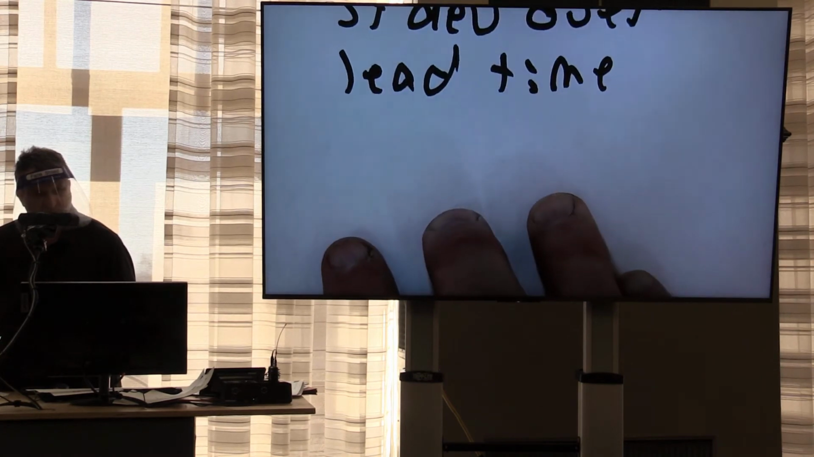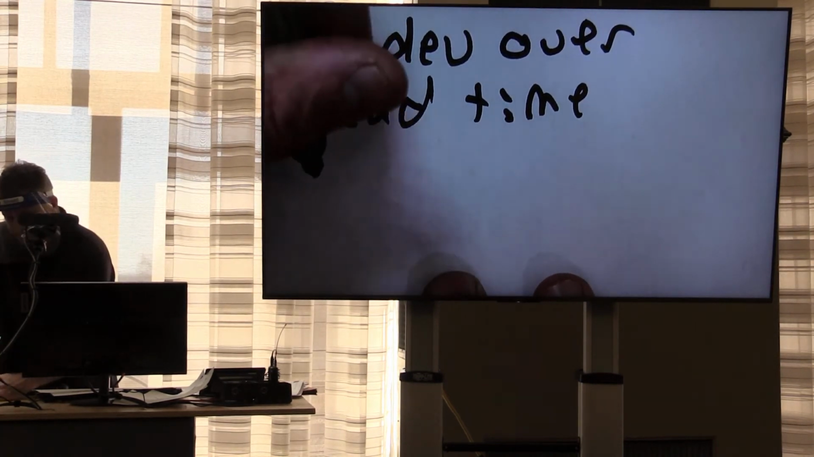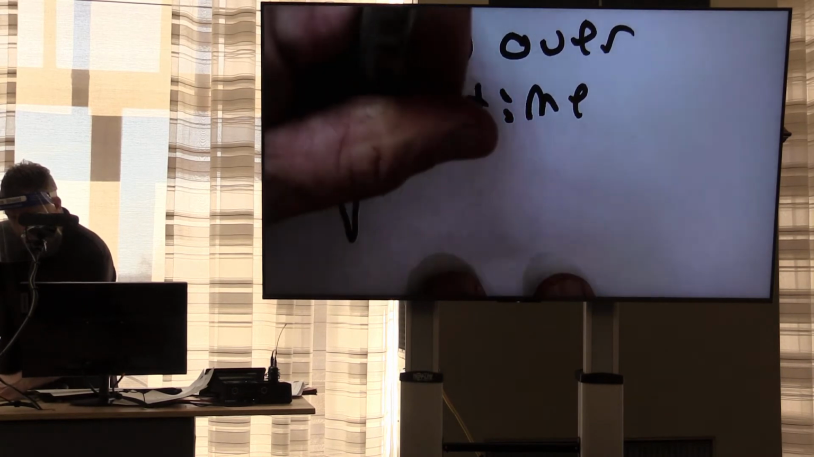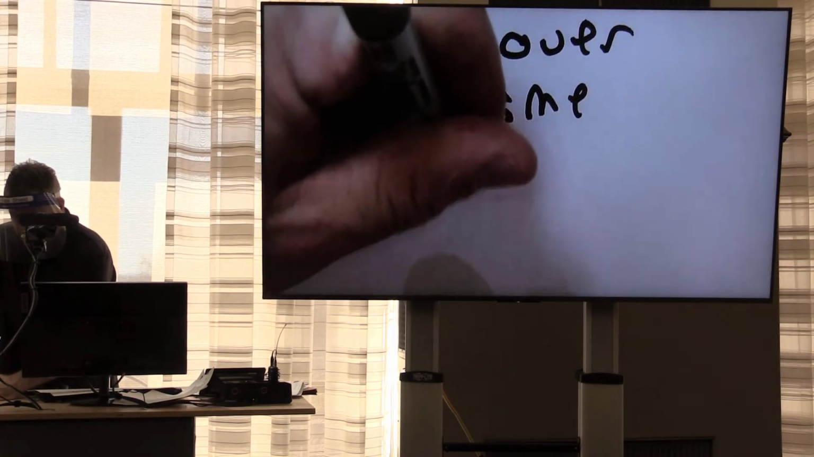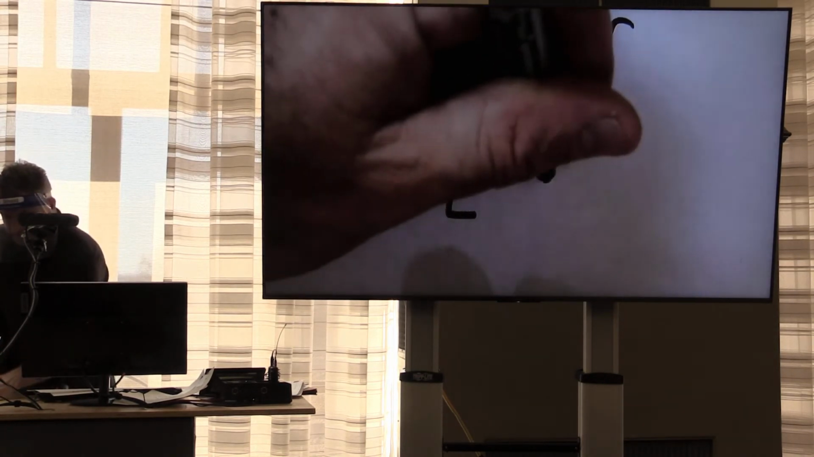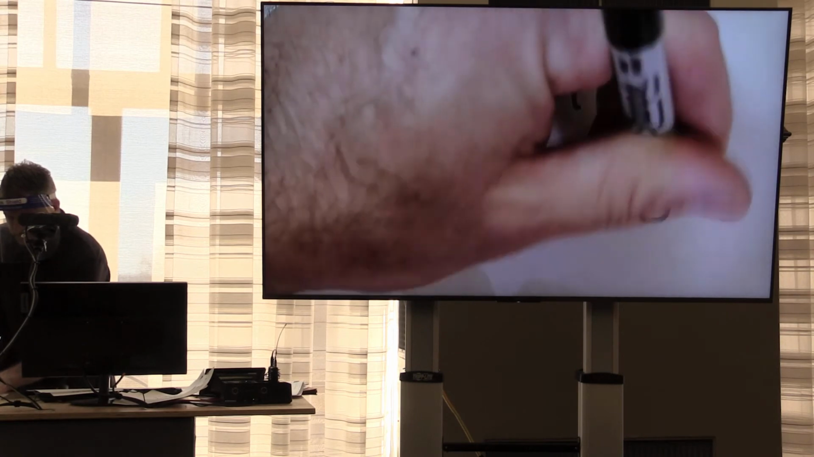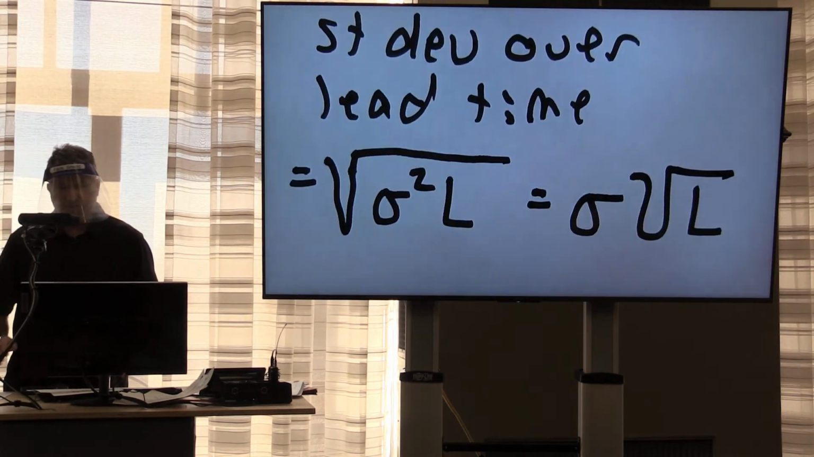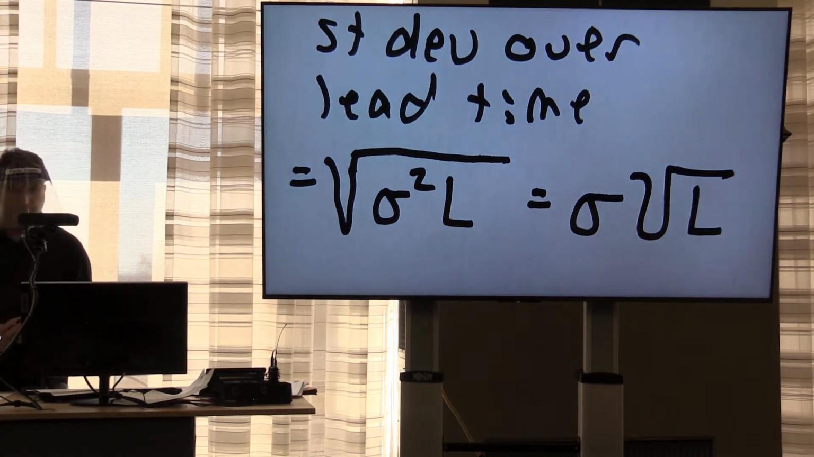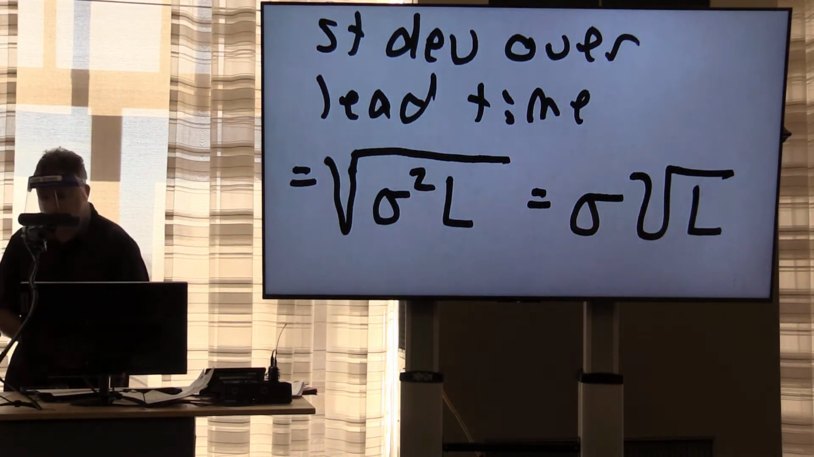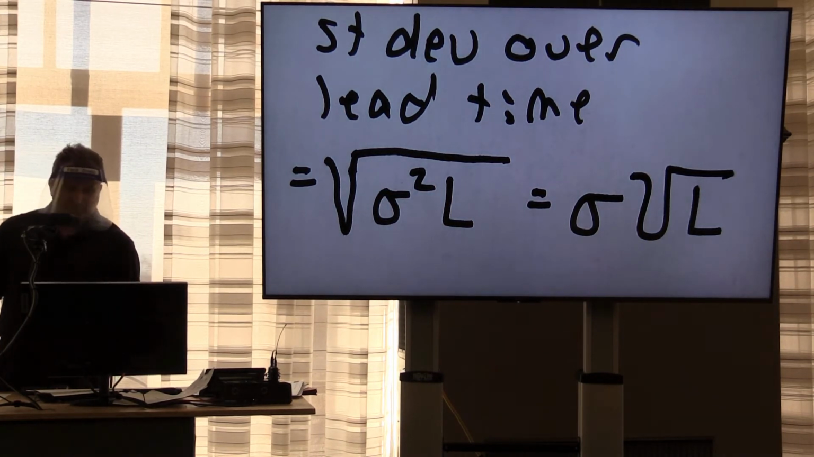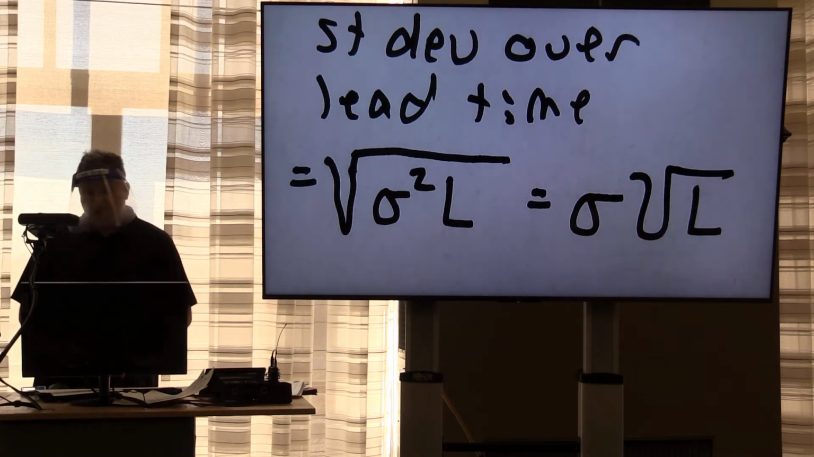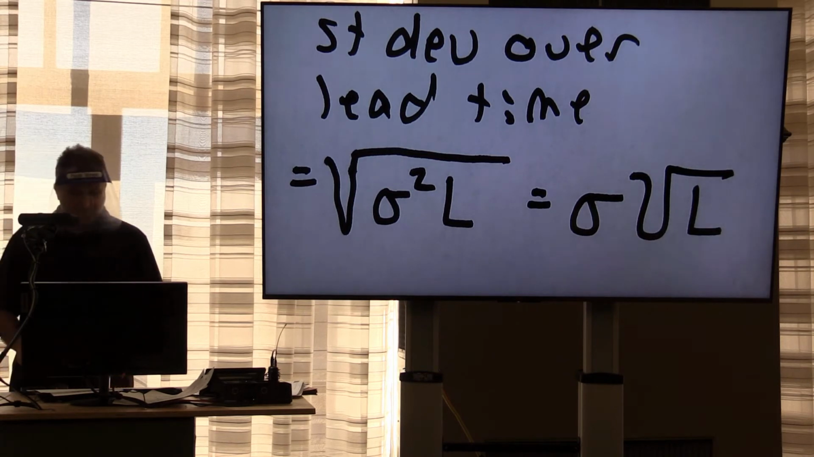And so our standard deviation over lead time is the square root of the variance over lead time, which is sigma times the square root of L. It's just the way it is. There's a derivation behind that. It uses some horrible math with lots of integration and stuff, but that's how it works.